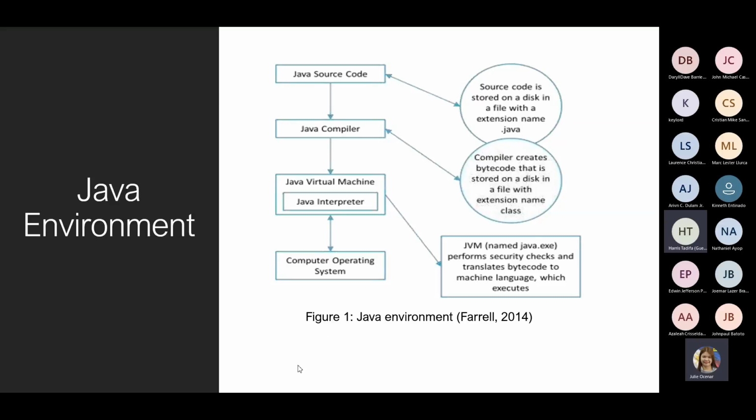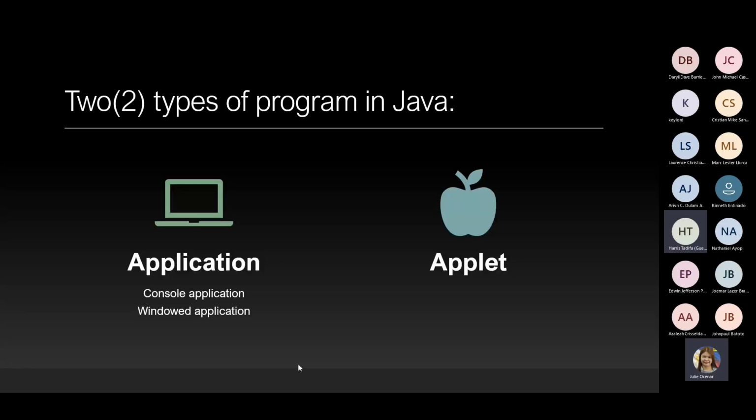Okay, so next is, we have two types of program in Java. The first one is the application, and under this application, we have console application and windowed application. Later, magbibigay tayo ng example nito or graphical na example. The other one is the applet. Hindi siya yung Apple iOS ha. Applet. For the application, it is a standalone program.